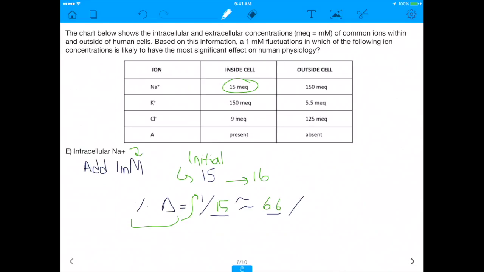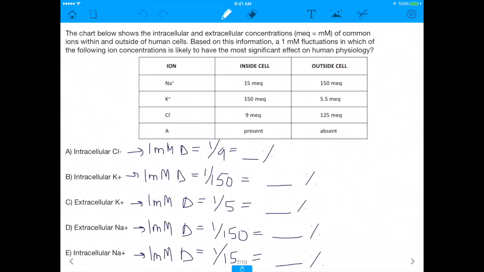So now if we wanted to go ahead and write all of these down in one place, right? Recall that the change in intracellular chlorine when we started was 11%. The change in intracellular potassium, if it were to change by 1 millimolar, was 0.66%. The change in extracellular potassium was 20%. The change in extracellular sodium was 0.66%. And the change in intracellular sodium was 6.6%, right?